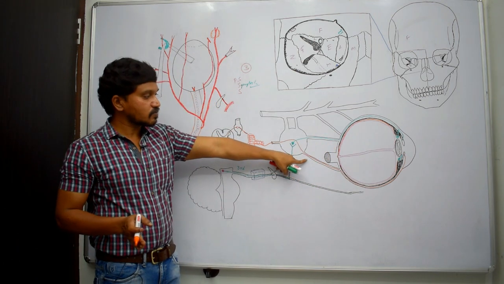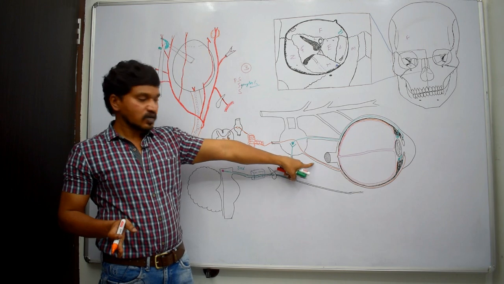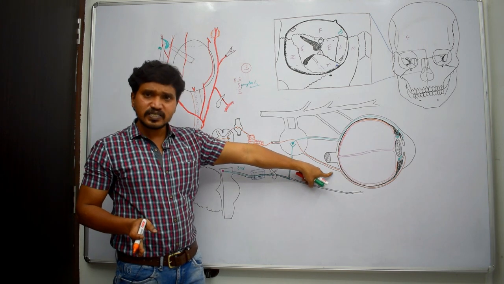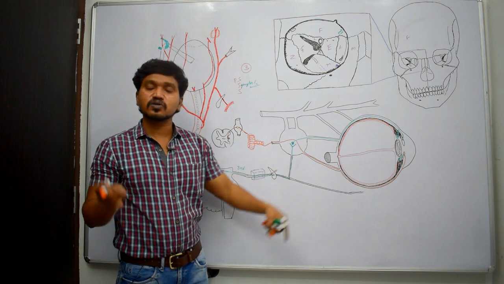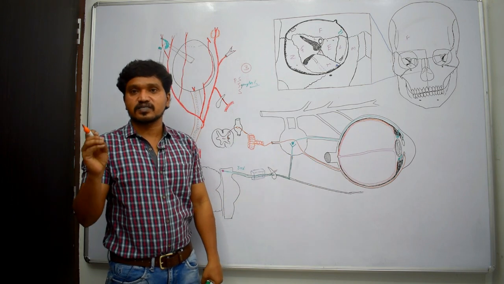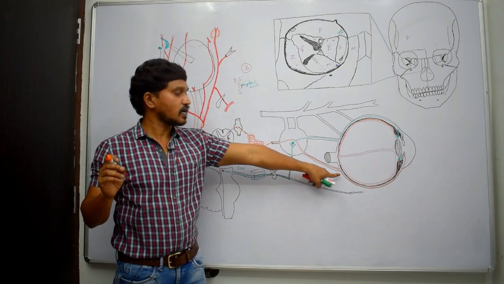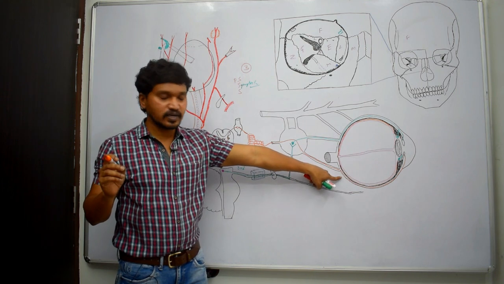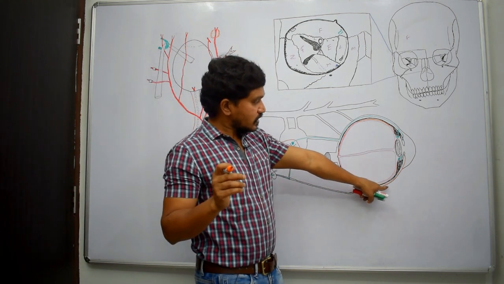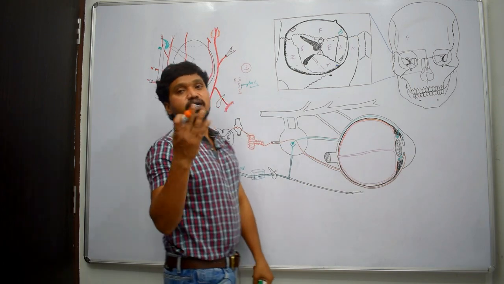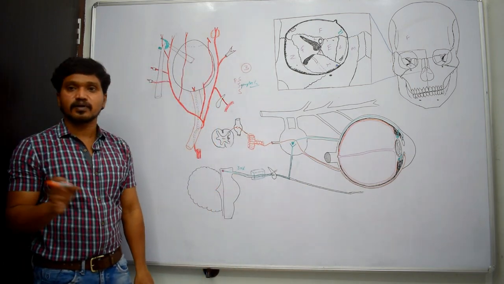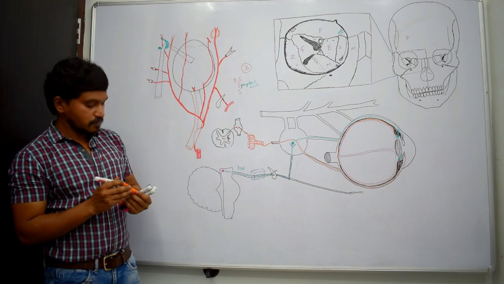Right? So these fibers enter the short ciliary nerves. Through the short ciliary nerves, they pierce the sclera and enter the subscleral space, that means the space between the sclera and choroid. Within that space, they travel anteriorly and supply the dilator pupillae. Clear? So that is about the sympathetic root.